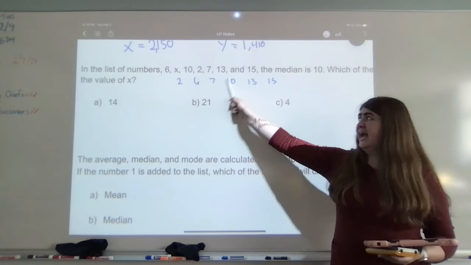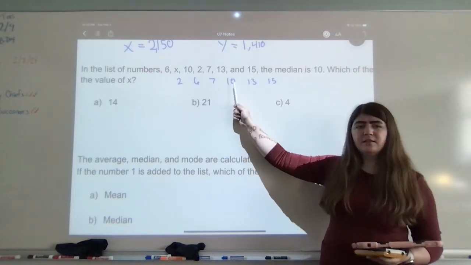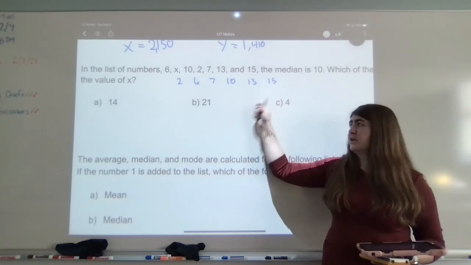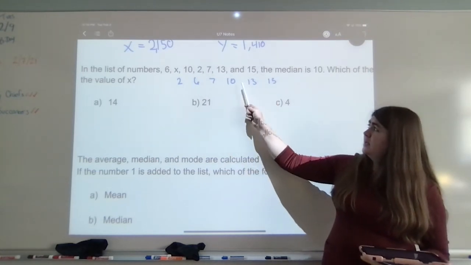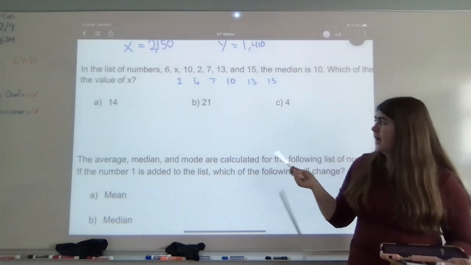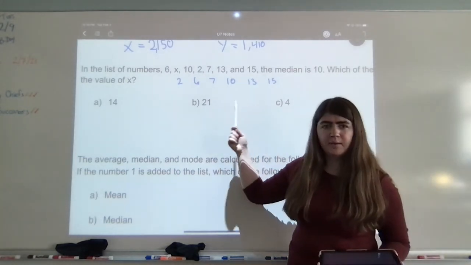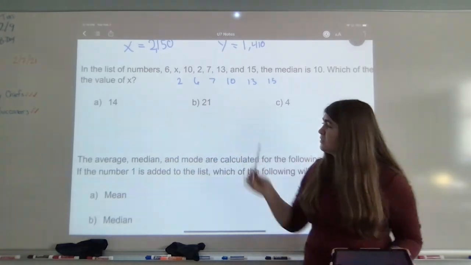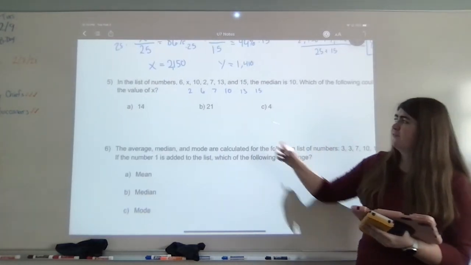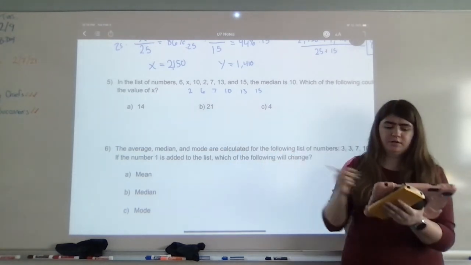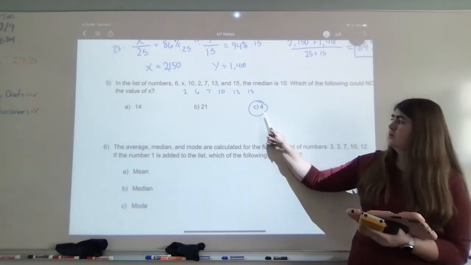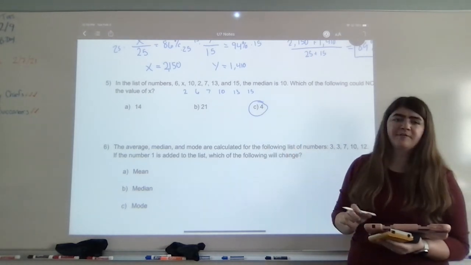That means that 10 has to be the middle number. If 10 is going to be the middle number, there needs to be 3 data points on the right of it, because there's 3 on the left. So we need a number that is bigger than 10 in order to make it work. In our options, 21 is bigger, so that would make 10 the median. 14 is bigger, also would make 10 the median, but 4 is smaller, and 4 would mean that 10 is no longer in the middle. So this is asking for which one is not the value, which means that our answer is C, number 4.